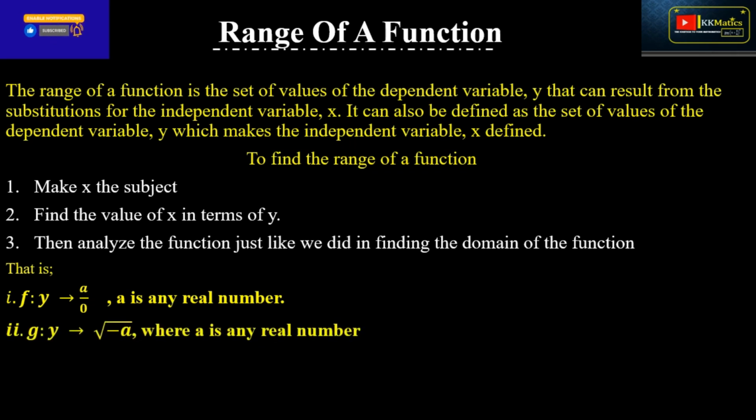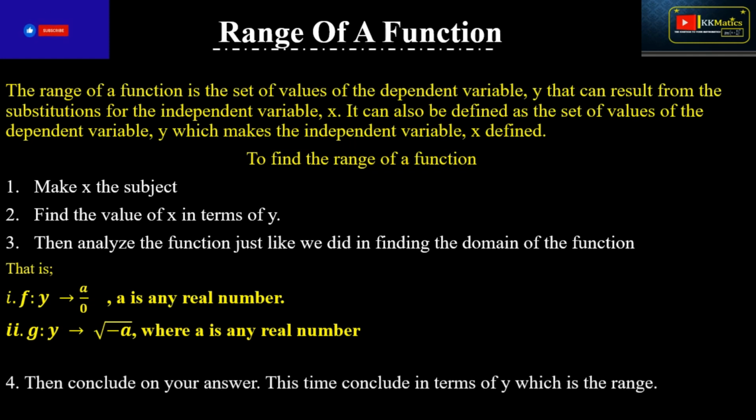And the second important thing here is that for g of y, which is talking about the range, you have to ensure that you shouldn't get the square root of a negative number. The square root of a negative number makes a function not to exist. So these are the criteria we use in finding the range of a function, just as we did for finding the domain of a function. And then the fourth point is to conclude on your answer. The conclusion is done in terms of y. Y indicates the range.